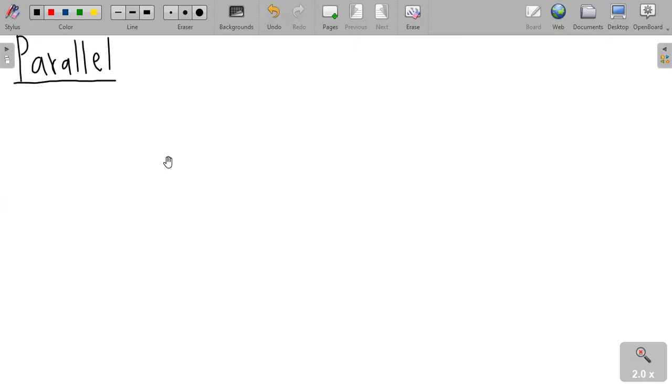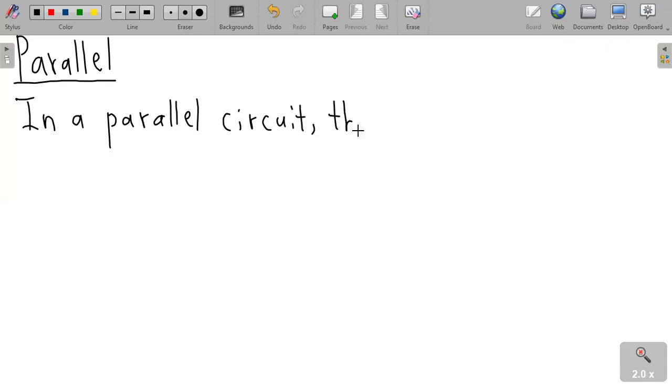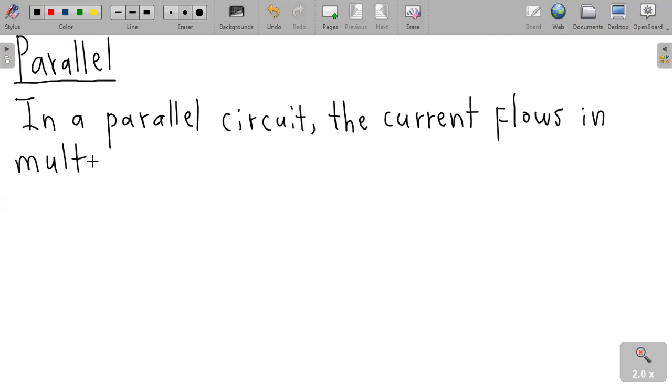So in a parallel circuit, the current flows in multiple directions. In multiple directions.